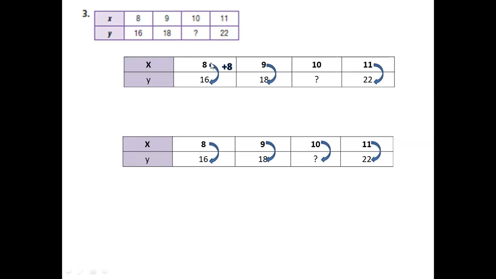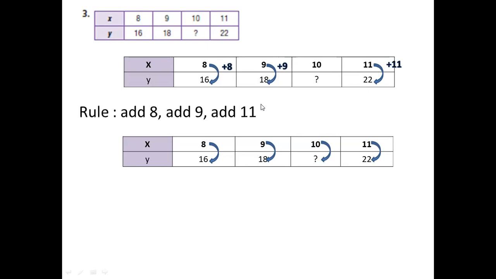Now we know that 8 plus 8 will give us 16, right? 9 plus what will give you 18? 9 plus 9 gives you 18. What about this one? Here we don't know what number is there, so we will move on to the next number, which is 11 and 22. How did the 11 become 22? 11 plus 11 is 22. Now if you look at this table, the first one is plus 8, then plus 9, then plus 11.